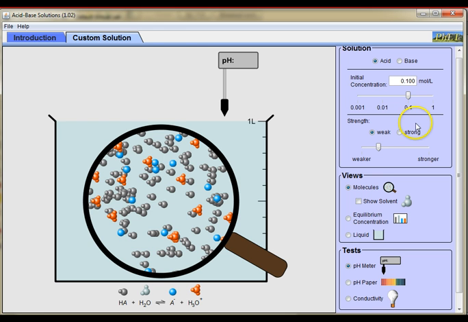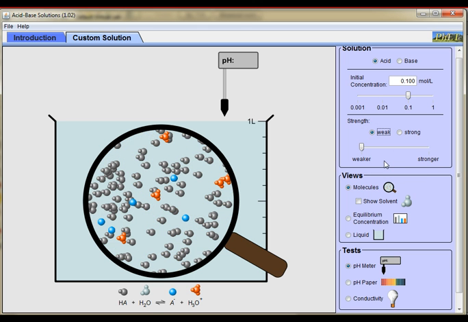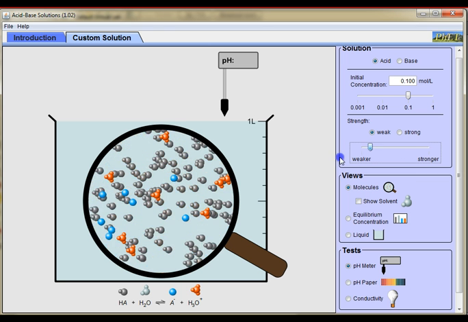Okay, so obviously the concentration, this is a weak acid. So we'll reduce the strength to the weakest, and you can see that it's a very weak acid. If you change it to strong, you don't get that kind of setting. You can't change the strength of a strong acid or strong base. But if it is weak, then you can change the strength. You can make it a strongly weak acid or weakly weak acid. So this is set to the weakest.